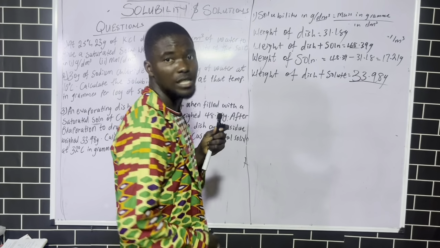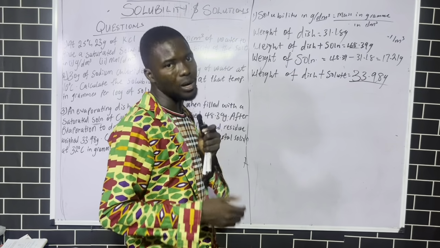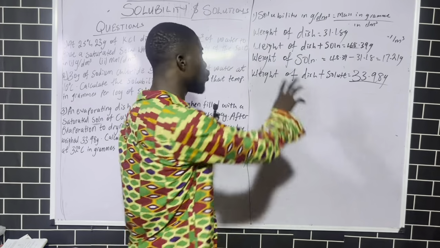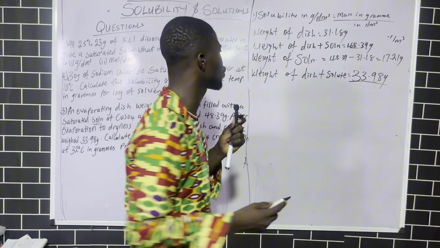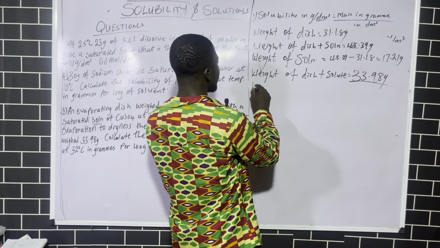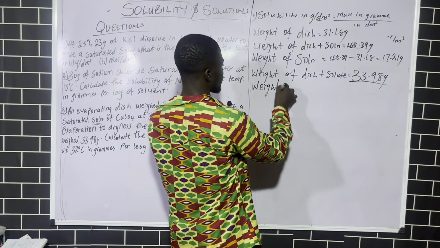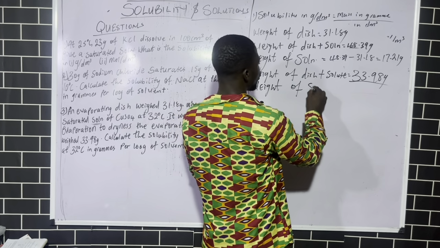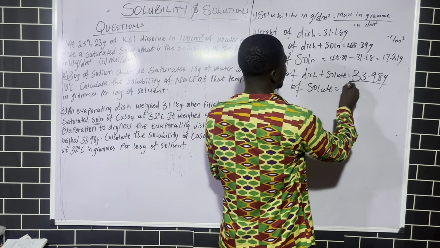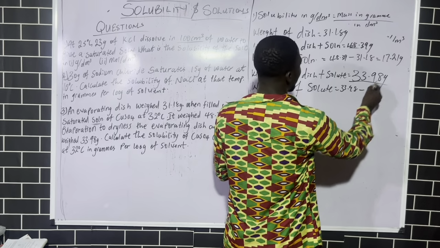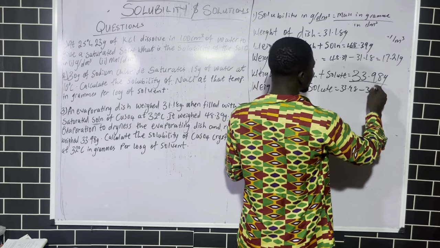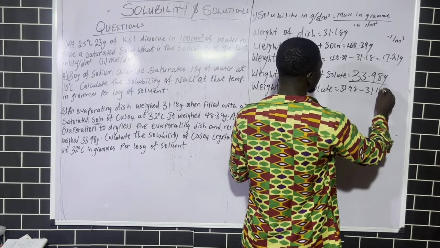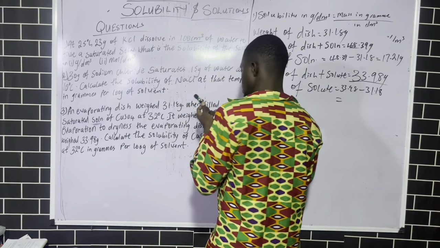You can know the formula and still fail a question. Yes, you can know the formula and still fail a question. So your ability to understand and solve it is what actually helps you. Now, the weight of solute will now be what? The same thing. 33.98 minus the weight of the dish, 31.18. Okay, so our answer will be what?